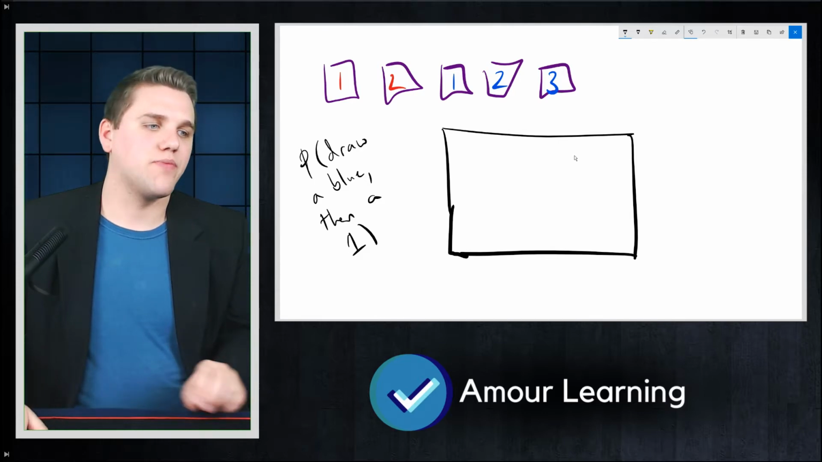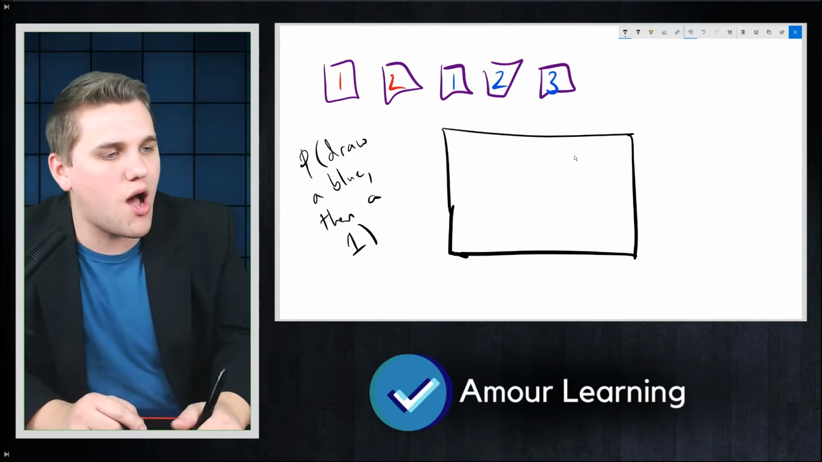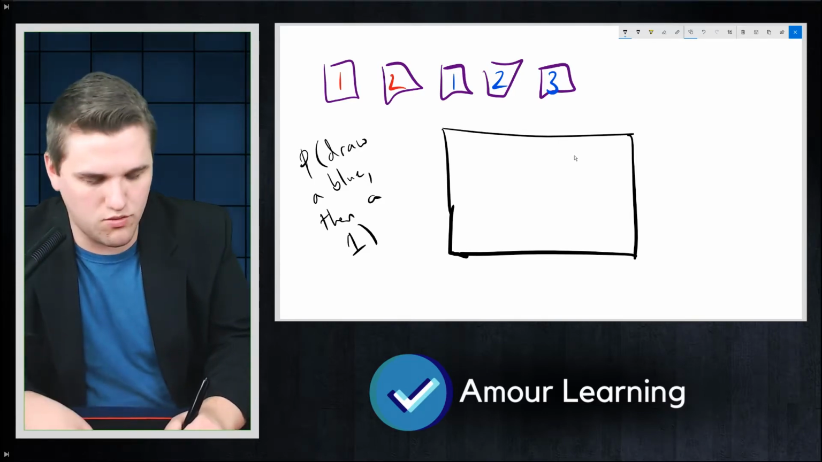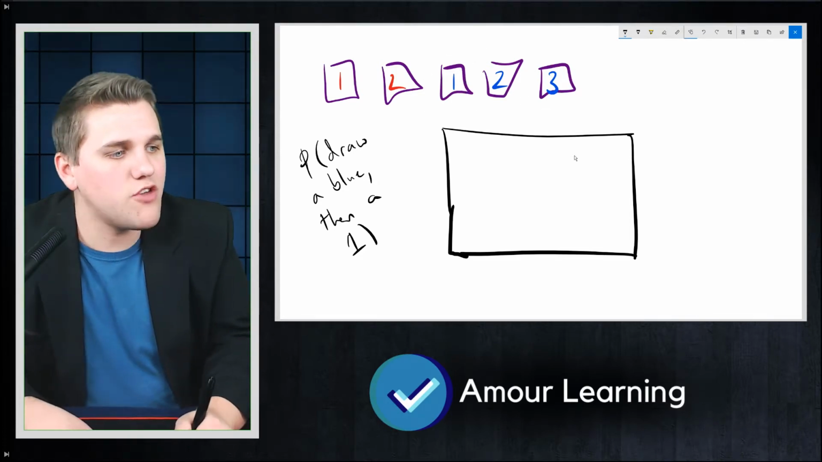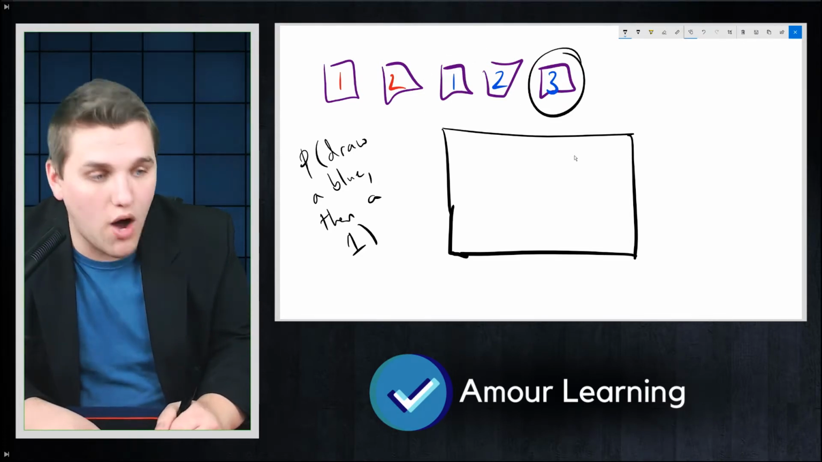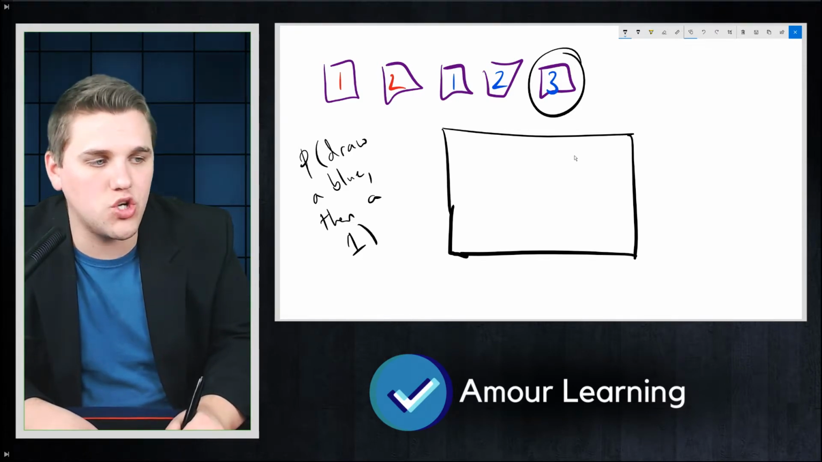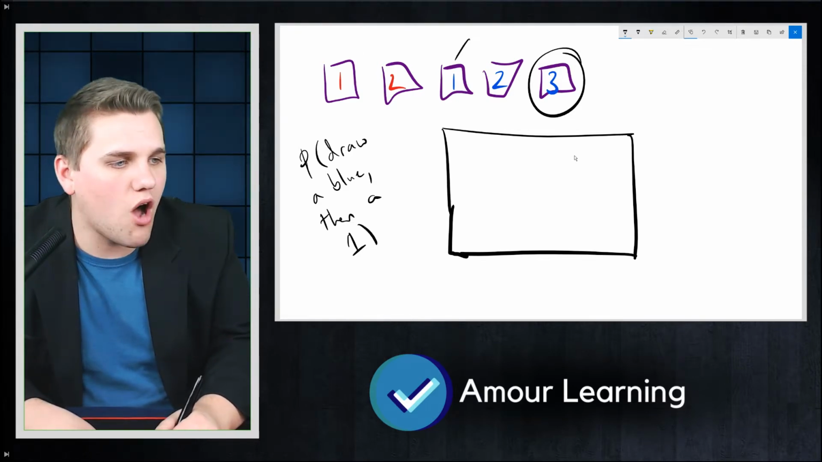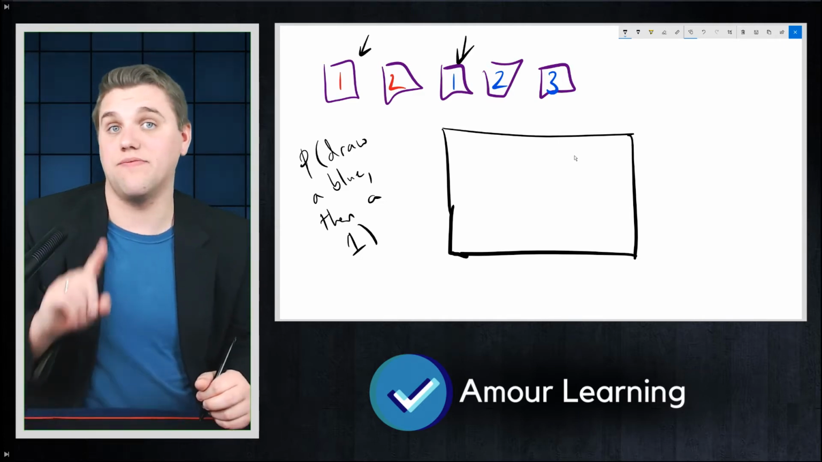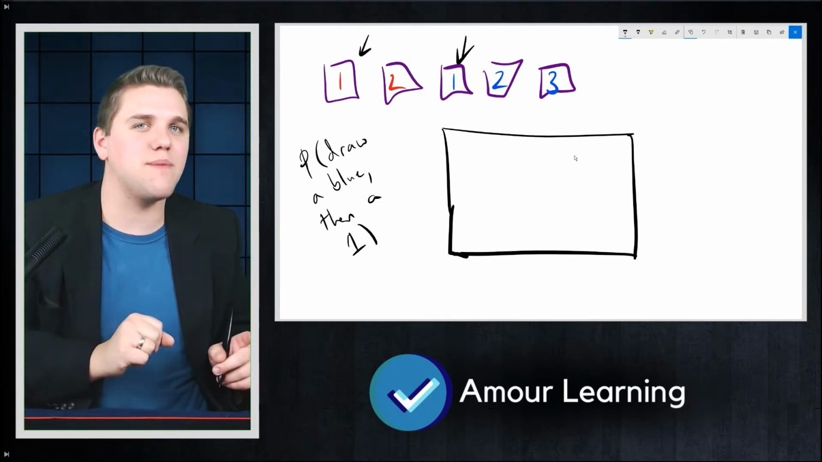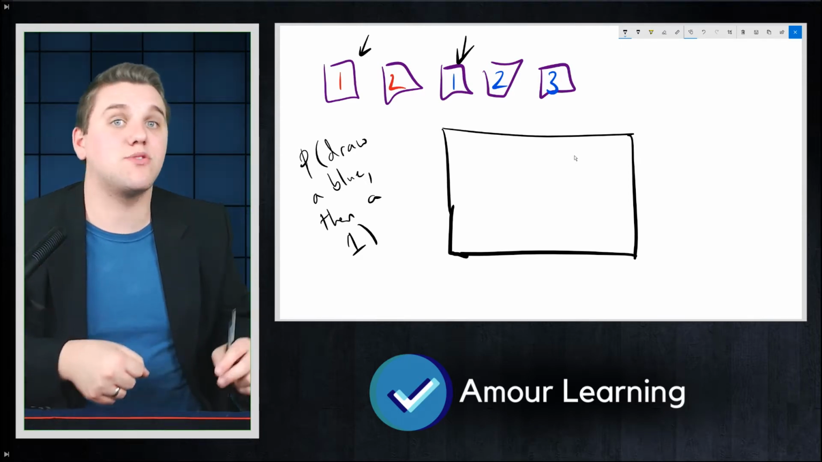Here's why. When you draw a blue, what blue cards can you draw? You can draw blue 3, blue 2, blue 1. Now, if you draw a blue 3, how many 1s are there? Well, there are 2 of them. But if you draw a blue 1, how many 1s are there? In that case, there's only 1 left. So sometimes there are 2 1s, sometimes there's only 1 1.